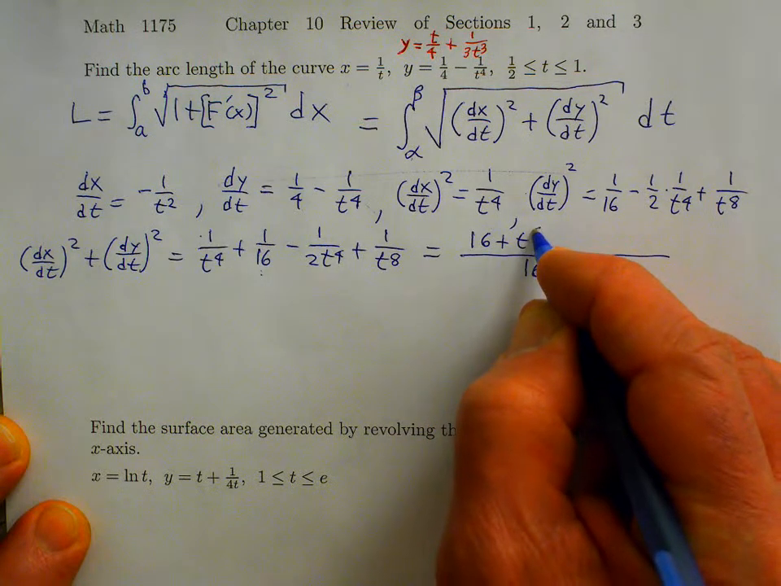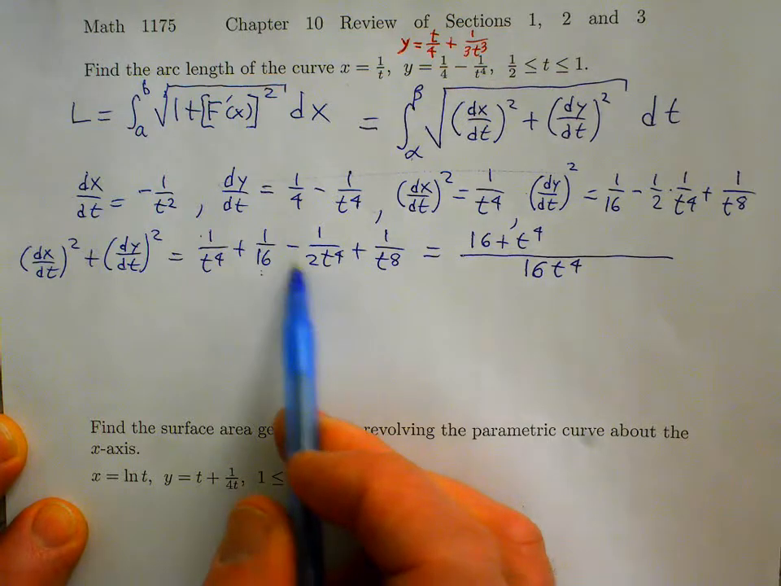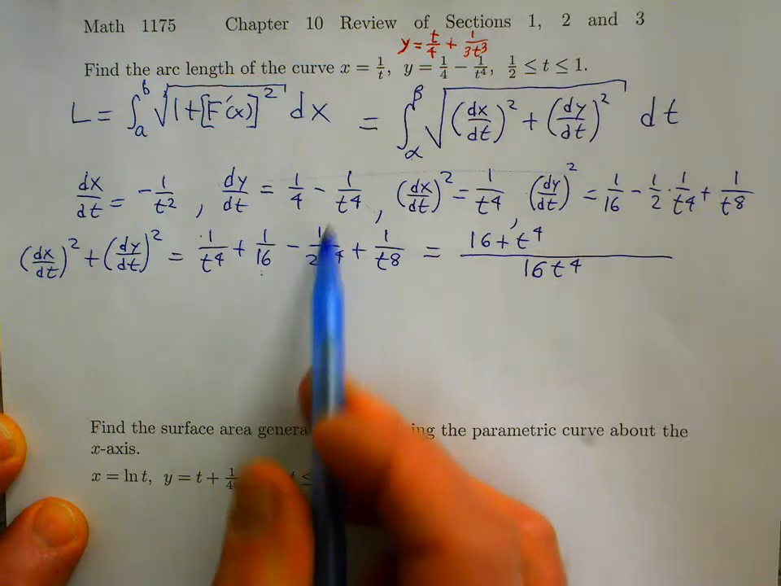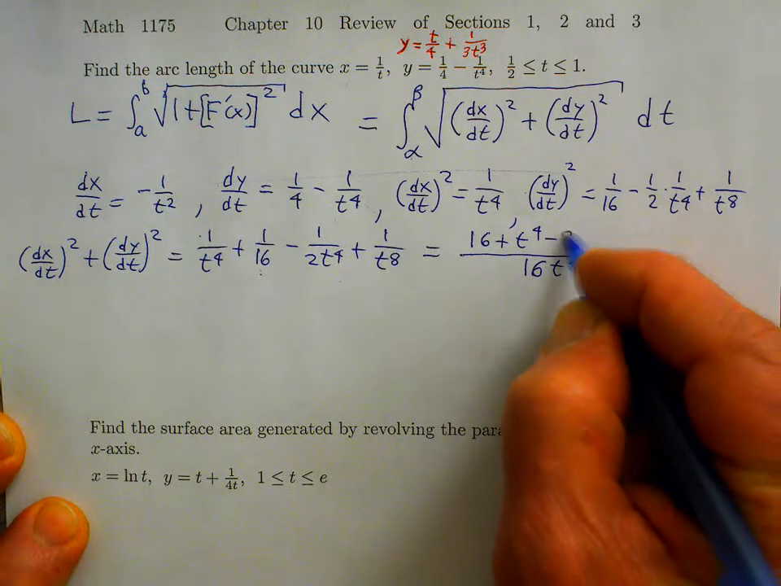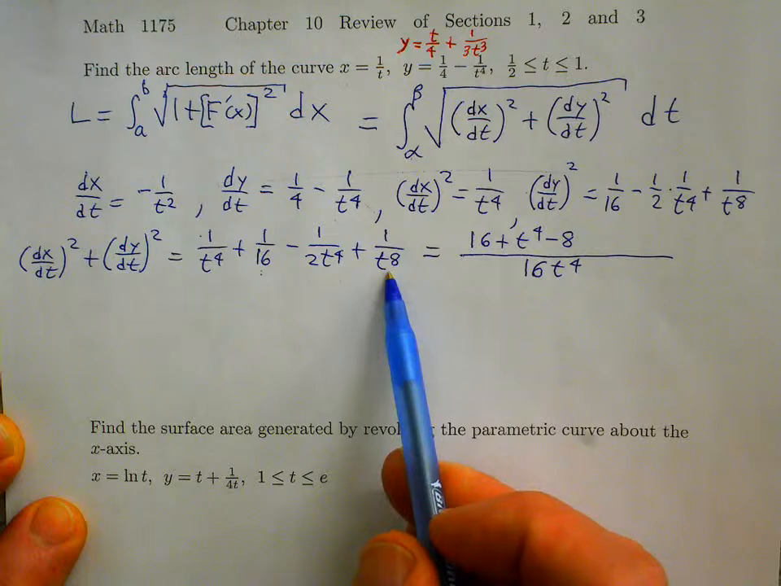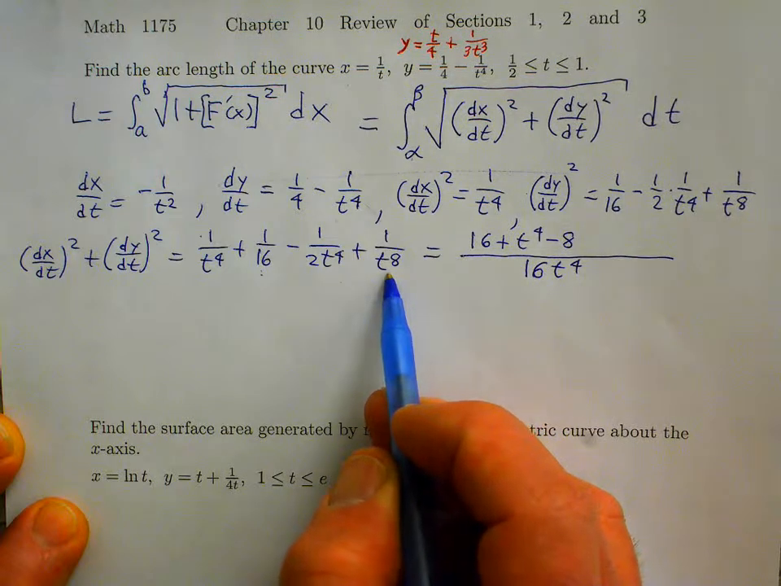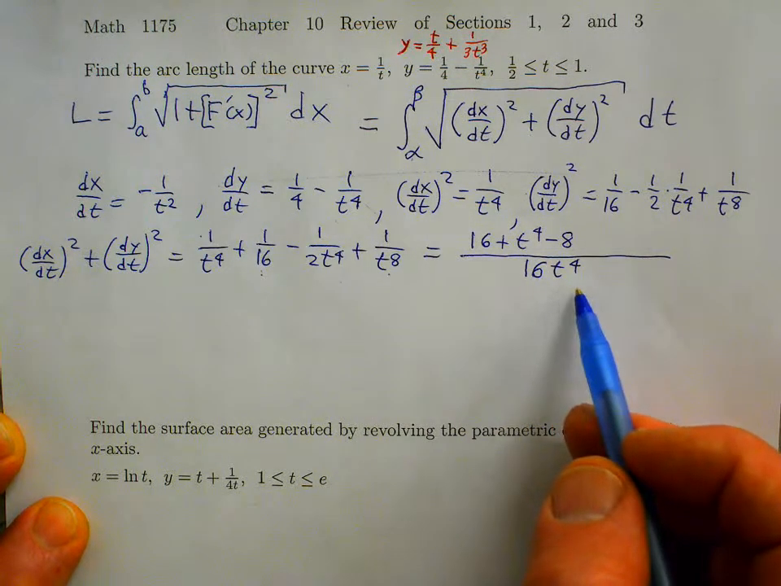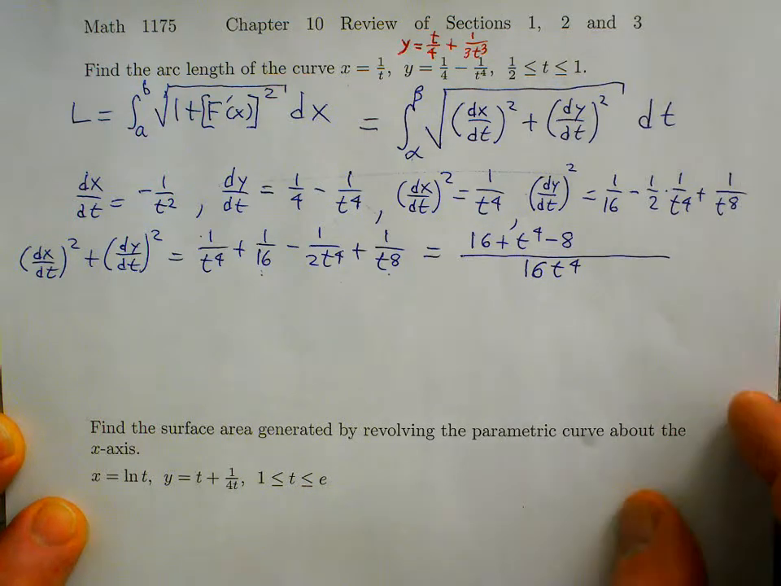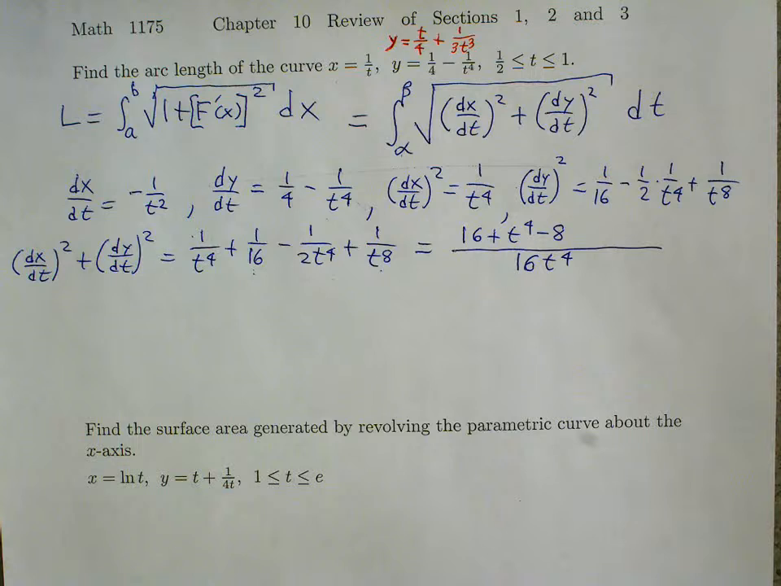t to the fourth. And this one, multiply the numerator and denominator by 8, so I get minus 8. And then for the last one, I have the wrong denominator. I need t to the eighth, not t to the fourth. Well, I need more space. I'll rewrite that real quick.